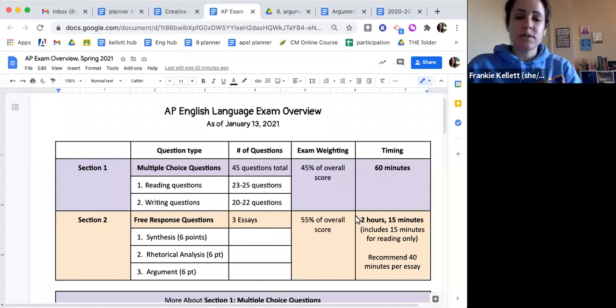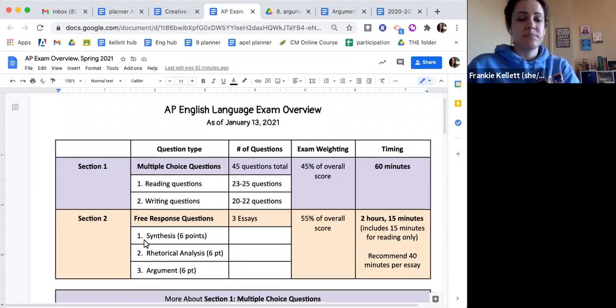And you're given 2 hours and 15 minutes to write all three essays. So the first 15 minutes is reading only, and usually you read the synthesis sources, and I'll tell you a little bit about that later, during those 15 minutes. You can also start planning, and then you're not allowed to open up and start writing your actual essays until 15 minutes in, and at that point you have 2 more hours. So it's recommended that you take 40 minutes per essay.